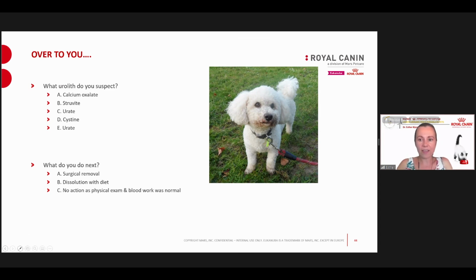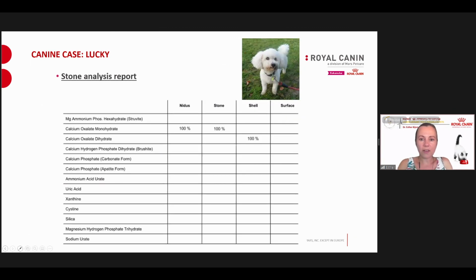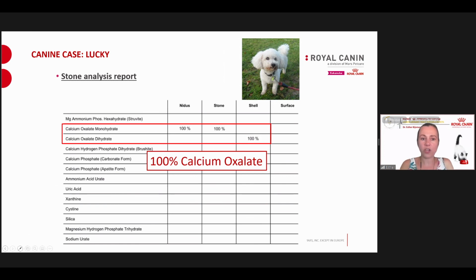So the correct answer is that you go for surgical removal. And you get the stone analysis report back. And you can see that the stone was 100% calcium oxalate. You can see different parts of the stone analysis report, nidus, which is the middle of the stone itself, and the shell. And all of them are a form of calcium oxalate. The middle of the stone is monohydrate and the shell is a dihydrate. But overall, the risk factors for both at the moment, as we know, are completely the same.